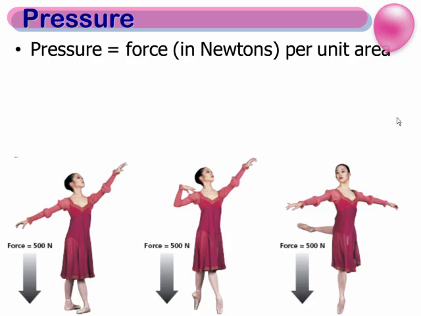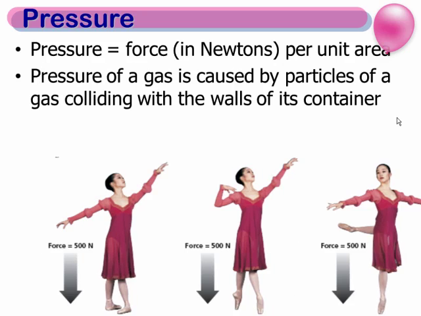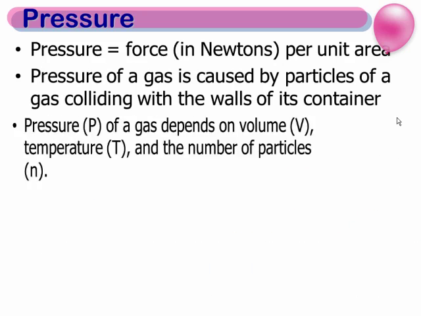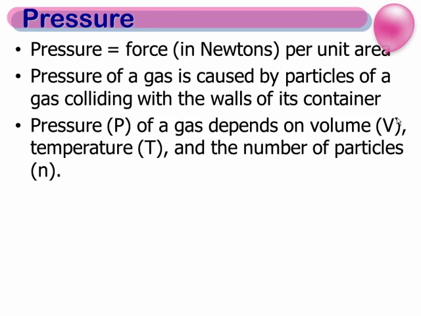So instead of calling it newtons per meter squared, we use other pressure units, which we'll get to in a second. Pressure is caused by particles of a gas colliding with the walls of its container, and it depends on volume, temperature, and the number of particles, which relates to the number of moles. So you're going to see as we travel throughout the chapter, we're going to talk about several mathematical gas laws that look at each of these relationships.